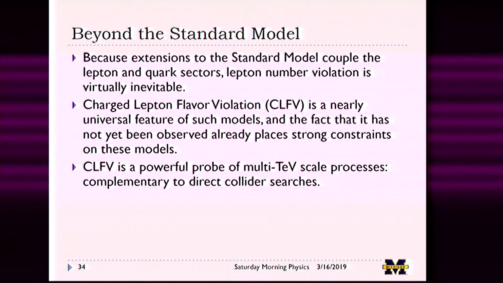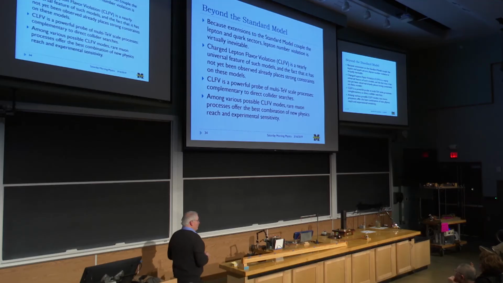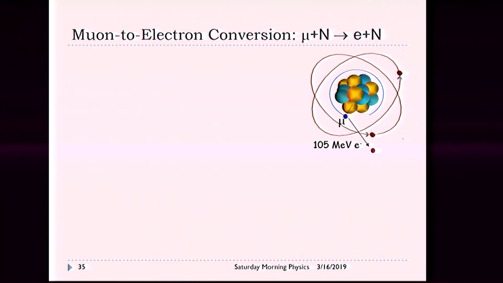So it's a way of looking for processes that very rarely happen. And any observation of this would lead to new models of physics. So how does this muon to electron inversion happen?